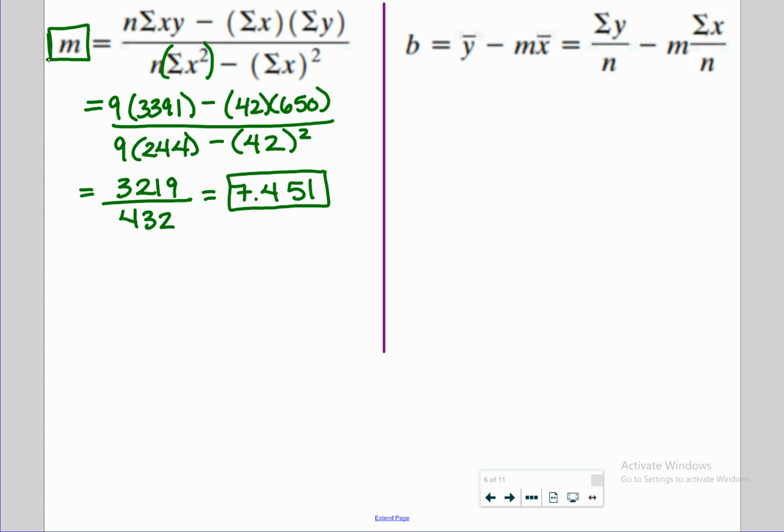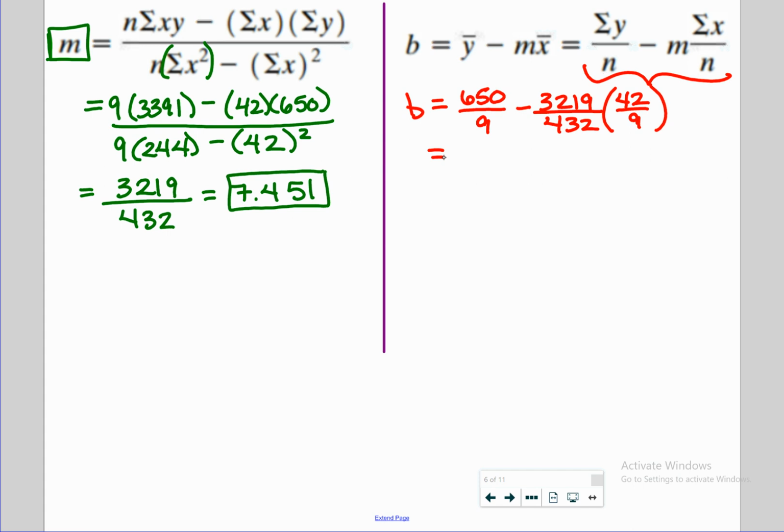Then to get the y-intercept, my b, you can just plug in y bar, which was 650 over 9, which you can pretty much do the same thing to the right there too if you wanted to use that one, minus my slope. I'm actually just going to use the exact fraction I had, so nothing really here has to be rounded until the end, times my x bar, which was 42 over 9. And then just type that whole thing in.